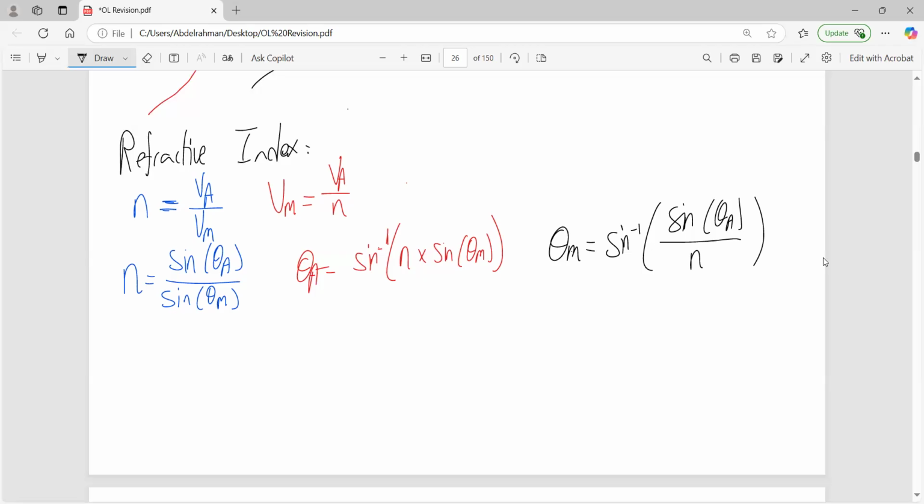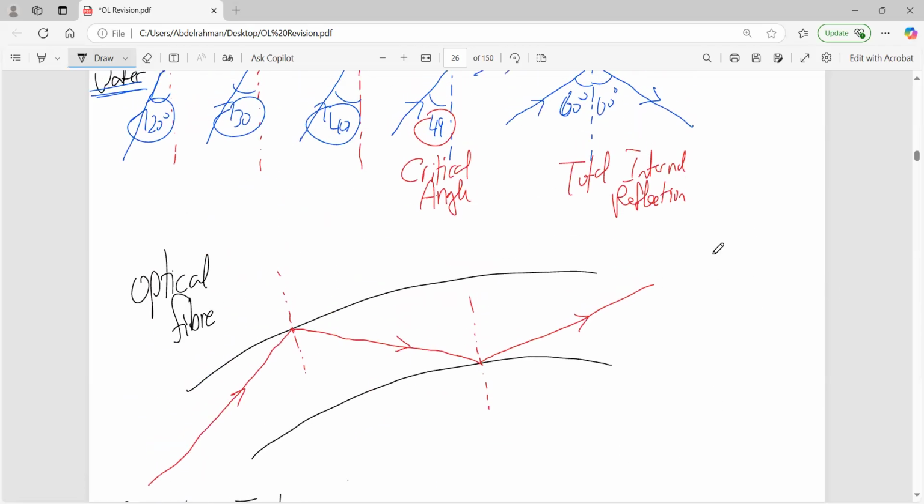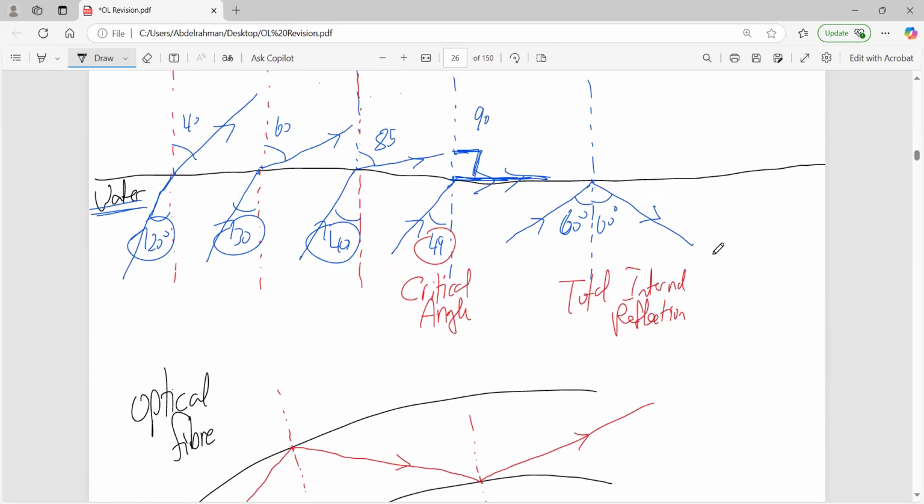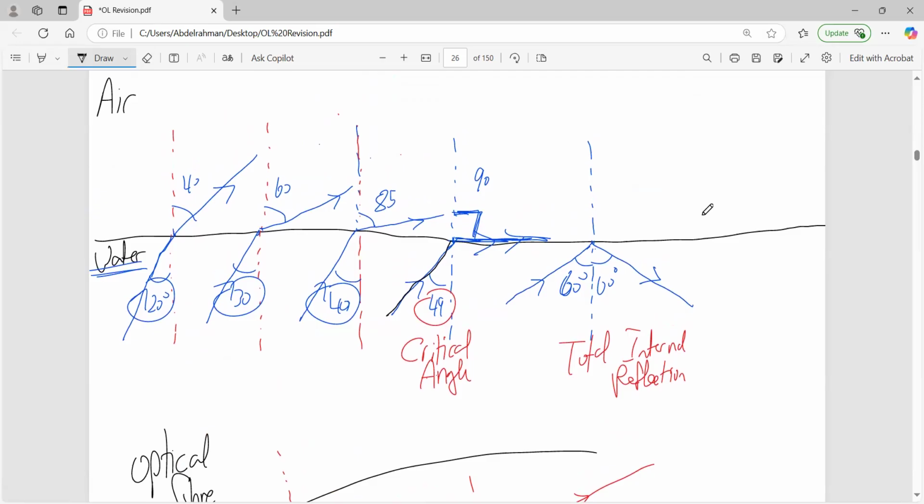There's one last equation which has to do with the critical angle. If we go back to the diagram, what happens at the critical angle? The critical angle is 49. So this is the angle of the light in which medium? Is it in the air or in the water? No, it's in the water. It's in whatever medium, water, glass, whatever. So this is the angle of the light in the medium. What is the angle of the light in the air?